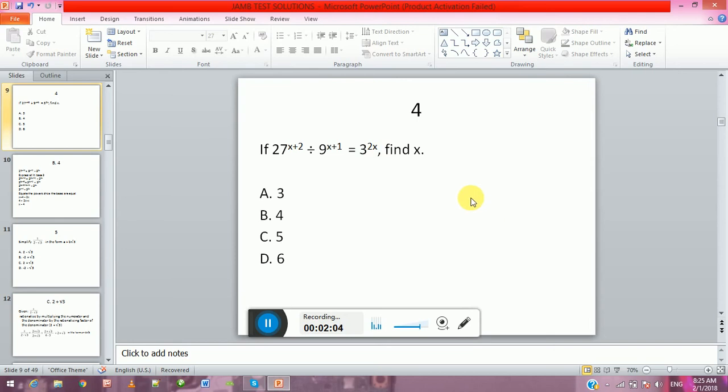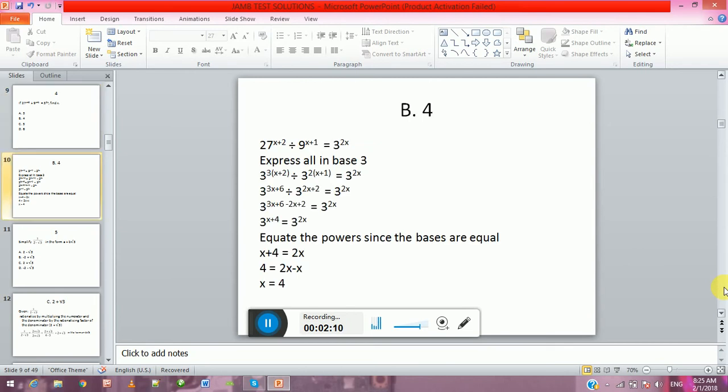27 to power x plus 2 divided by 9 to power x plus 1 equal to 3 to power 2x. So if we express all in base 3, we know that 27 is the same thing as saying 3 to power 3. Put this again. 9 is the same thing as saying 3 to power 2. Put this again. Then we also have 3 to power 2x. We take all the bases in 3. Can equate x plus 4 to 2x, making x the subject of the formula we have 4 as the answer. So B, 4 is the answer.